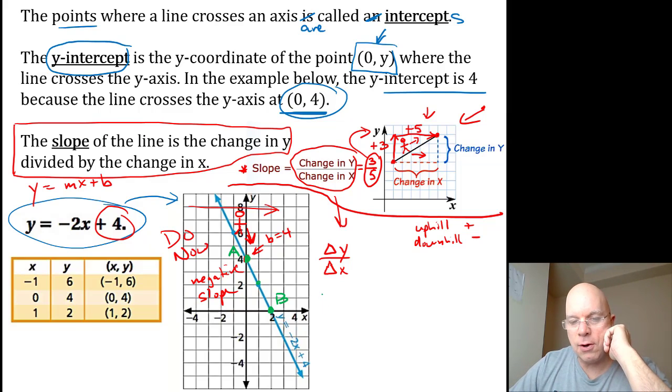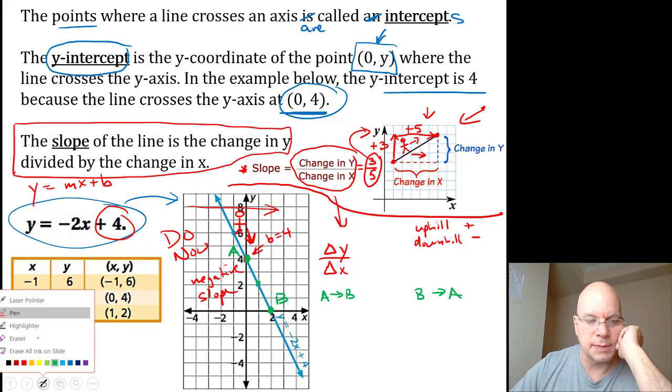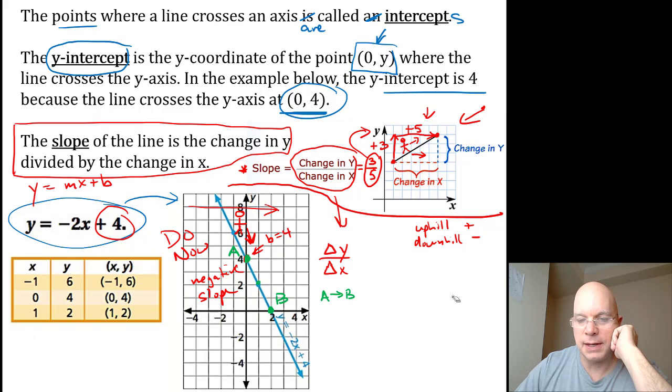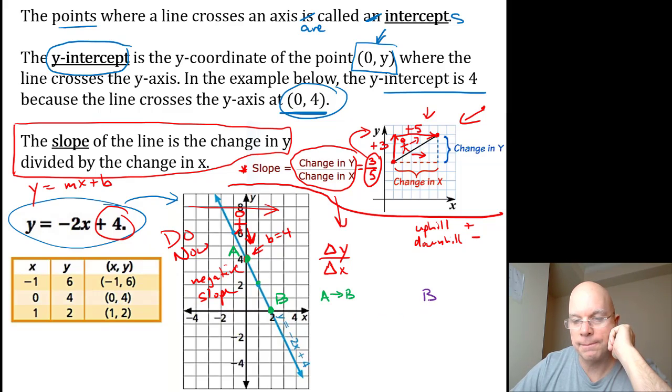Now I can go from A to B, or I can go from B to A, and I'll get the same result, you'll see. Let's start by going from A to B. I should color code this, I just realized. Let me think ahead a little bit better here. When we're doing A to B, we'll do green, and when we're doing B to A, we'll do purple.